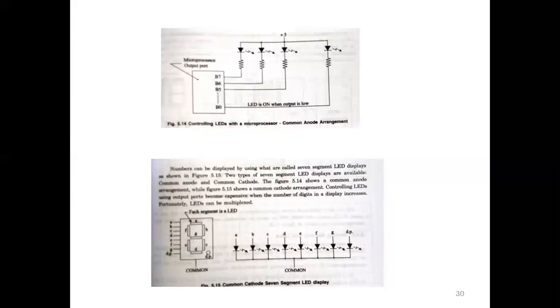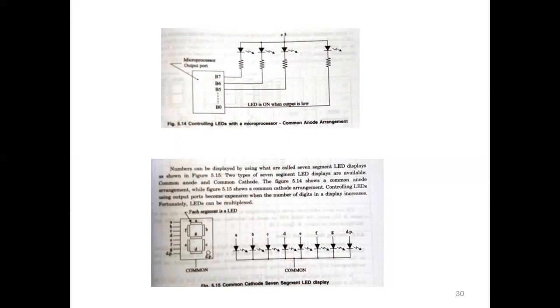Cathode means it is a reverse connection between the port and the power supply. This is the concept. Using a single LED or multiple LEDs, we can show a series of light patterns, and we can see the intensity of light.